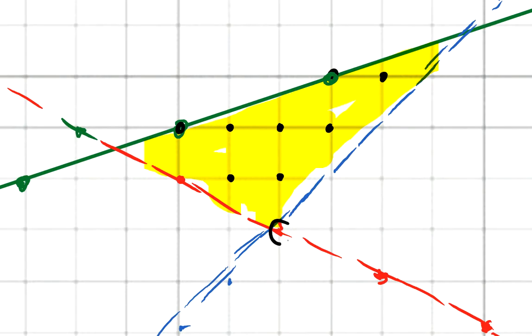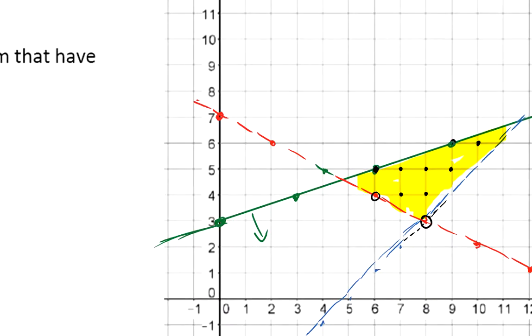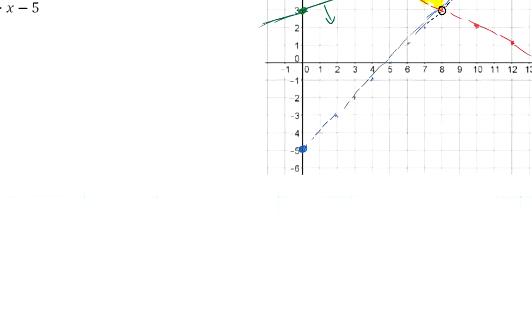Down here, although I think the blue is supposed to go right through there, I can't include that point because those were dashed lines. Same reason why I can't include that, because these were dashed lines. So anything on the red or blue lines can't be included, but the ones on the green line can. So this is a solution and this is a solution. It doesn't really matter which of those points you pick, just as long as you pick 3 of them.